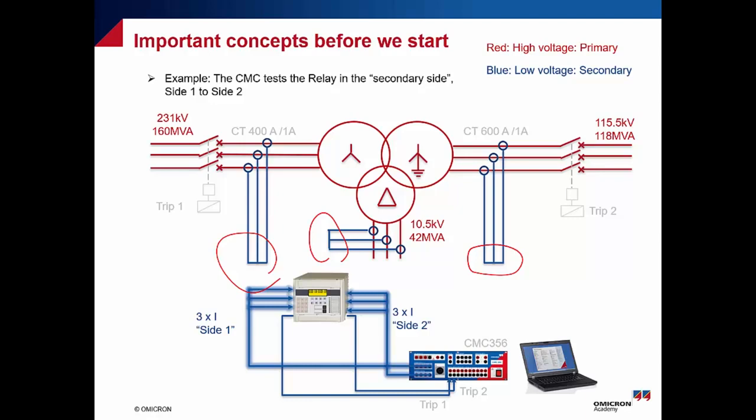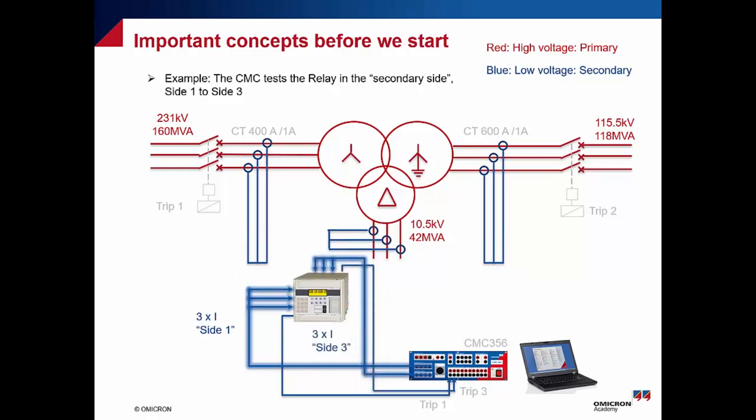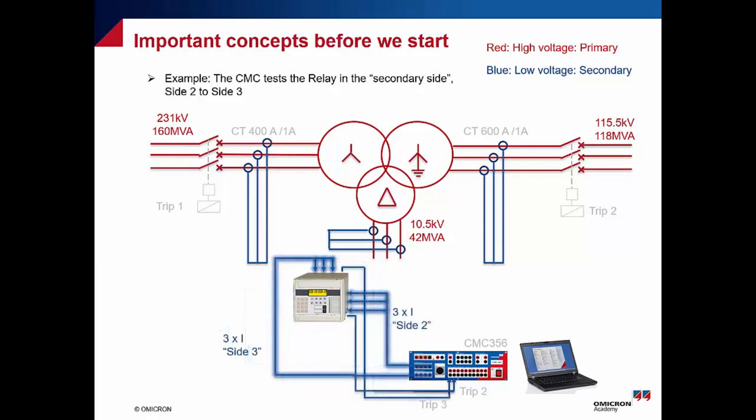And for sure you need to connect your CMC to the power transformer. Maybe some of you will say, okay, we have only 6 currents in the CMC 356 or 256 plus. How can we test with the tertiary? No problem, no issue. We can test now primary to secondary, and after that we can change from primary to tertiary, and after that from tertiary to secondary as well.